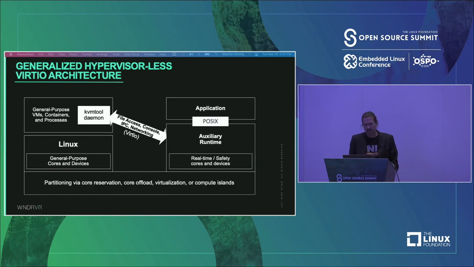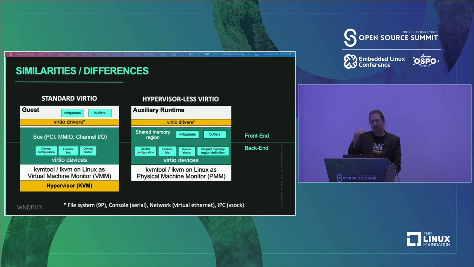But that's how we leverage KVM tool to be the simple C-based VMM backend. Here's the generalized architecture for this. So basically, you have a shared memory between your auxiliary runtime and the KVM tool daemon running on Linux. And the partitioning can be any of those four scenarios: core reservation, core offload, virtual partitioning or compute islands. So you have the same system architecture, regardless of which way you're assembling your system at the hardware level. And as software architects, we like to have flexibility and reuse. And so it's quite interesting to be able to unify all of those different partitioning technologies with a single mechanism, hypervisor-less virtio.